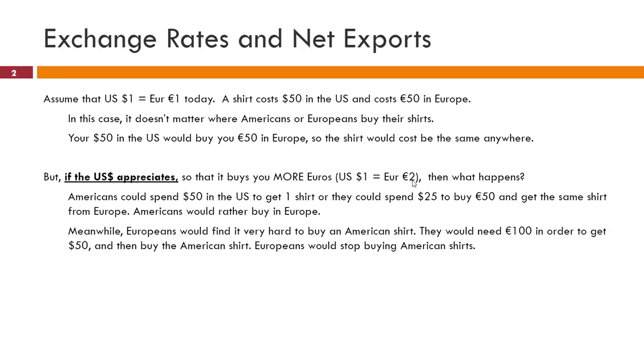So they would need 100 euros. 100 euros would become $50. That would let them buy the shirt. It would be hard for a European to buy an American shirt, and most Europeans would stop buying American shirts. You also saw this in the article about the value of the dollar versus the euro that was attached before this lesson that hopefully you looked at.